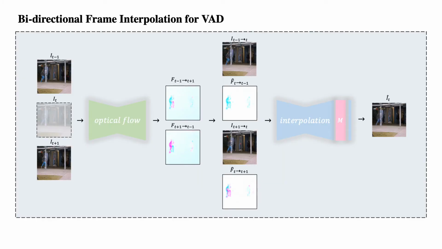This is the overall framework of the proposed method. The frame interpolation model consists of optical flow estimation and frame refinement for unsupervised anomaly detection of video sequences. The current frame is considered as an interpolation target and the interpolation error is considered as the anomaly degree.